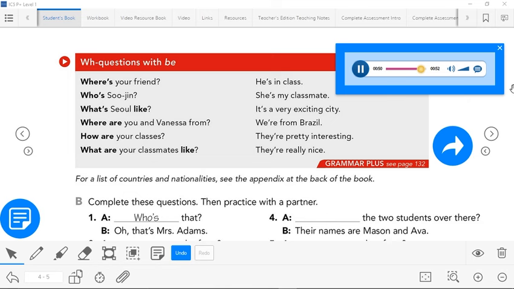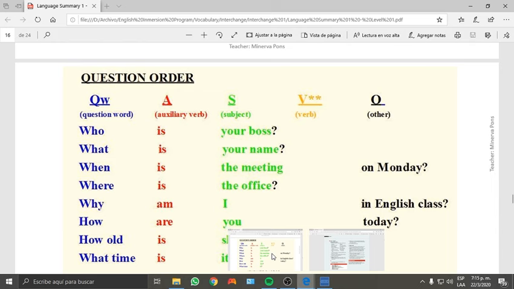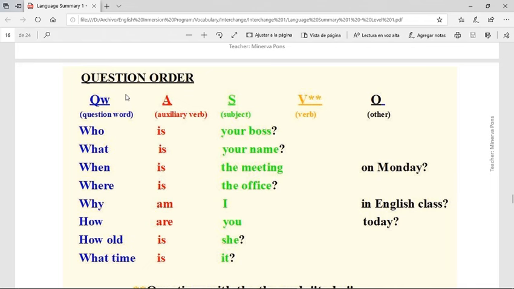Okay, very good. But to talk about the explanation of this, let's go to the other resource. Okay, we have a thing with the WH questions with the verb be, and that is that we need to have an order for these questions. We usually start with the question word or WH word, usually who, what, when, where, why, how old, or what time. And I hope that you remember that who is for people, what is for things, or also to specify about a thing. That's why we have what here alone and what time to talk specifically about the time.